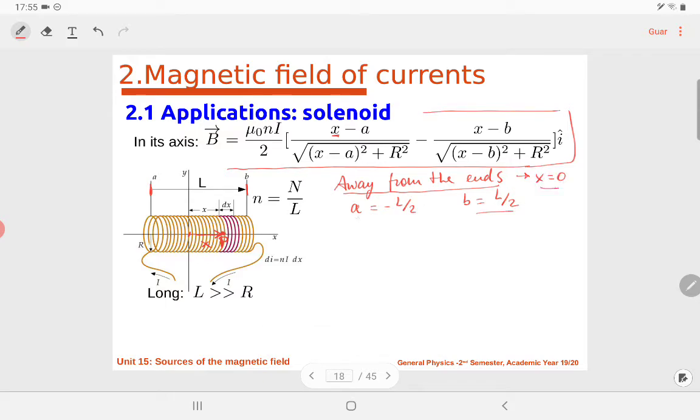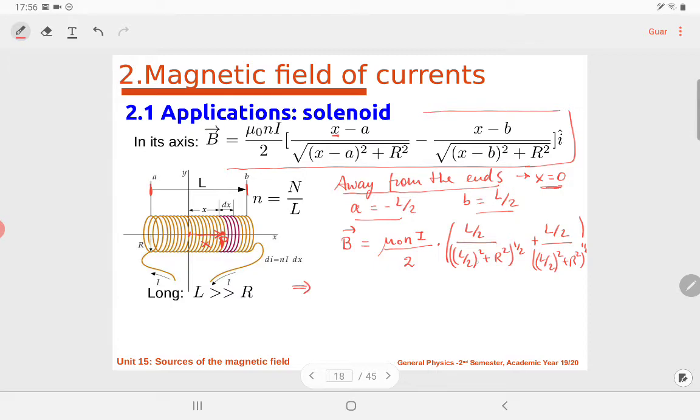So if you place these three things, you end up showing that the total magnetic field at that point x equals 0 is going to be mu sub 0 times n times the current divided by 2 times, and here what we have is L over 2 divided by the square root of (L over 2) squared plus R squared, minus minus L over 2, so that's a plus, divided by the square root of (L over 2) squared plus R squared. Sorry for the mess there.